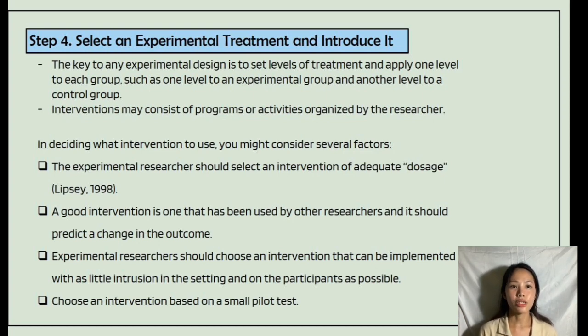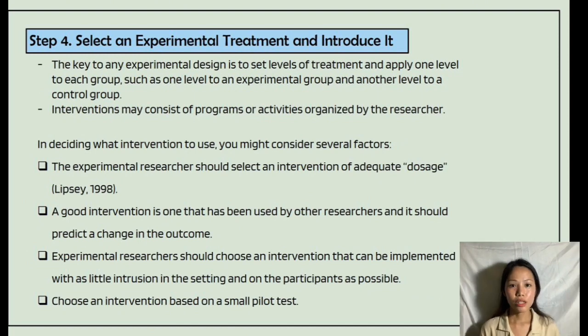When an intervention has been previously tested by other researchers, it provides a strong rationale for its use in a new study. The next factor is that the experimental researcher should choose an intervention that can be implemented with as little intrusion in the setting and on the participants as possible.